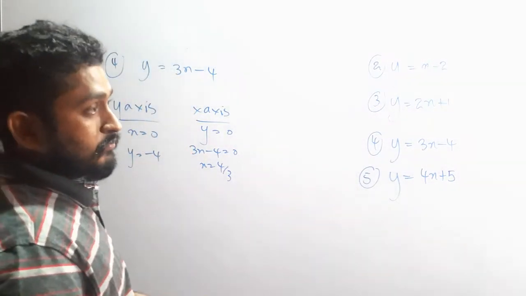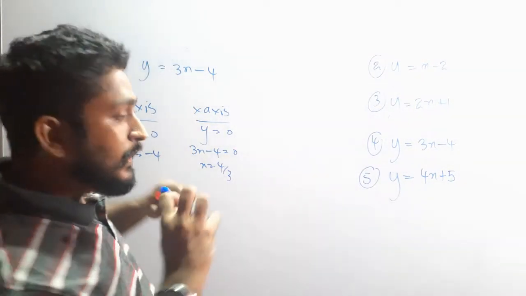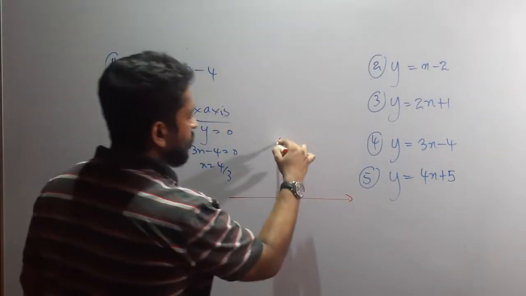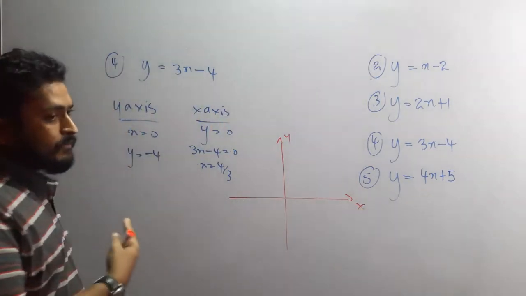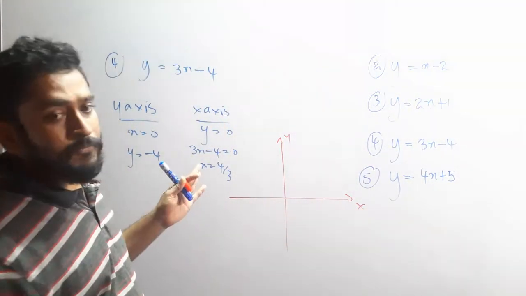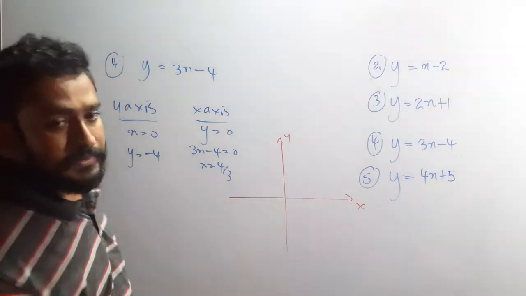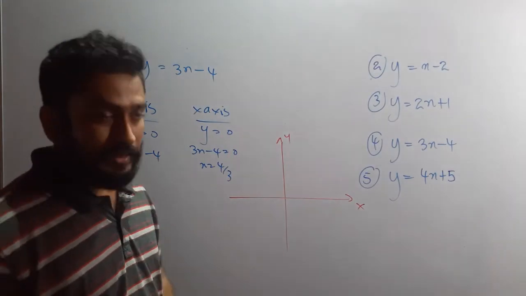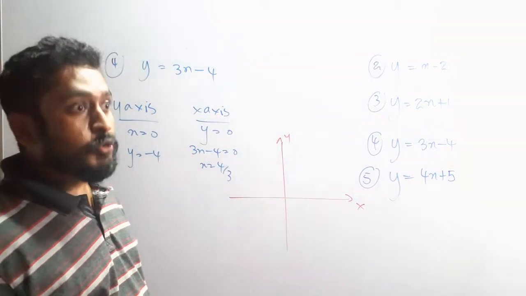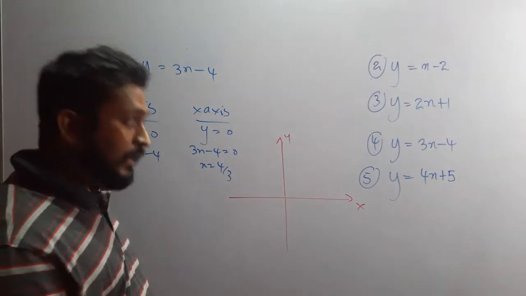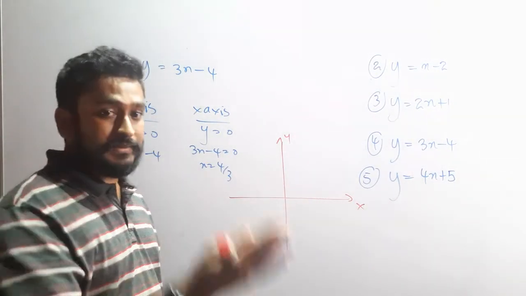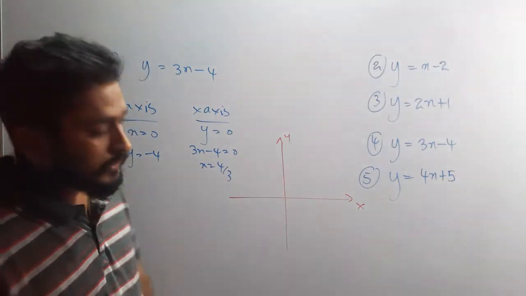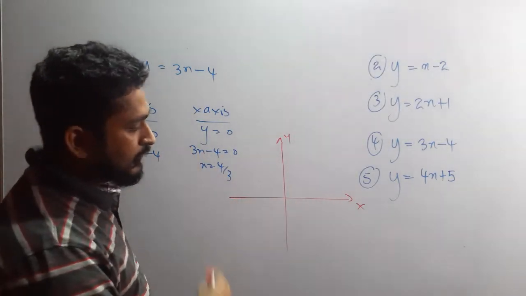So properly analyze the values, then go for the coordinate plane. For y we need minus 4, and for x we need 4 by 3. There is no comparison, only one graph. In the next level, today itself, we will sketch two graphs in one coordinate plane, and in that way we have the comparison. But here we only need to sketch one graph for the defined coordinate plane.